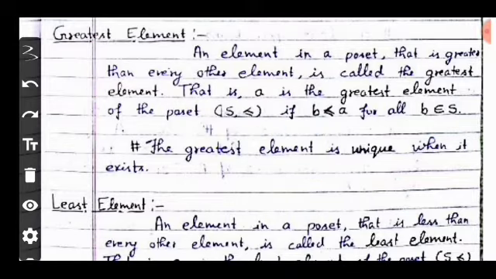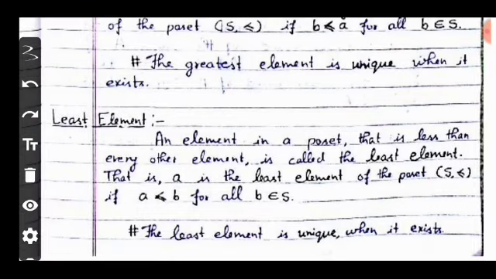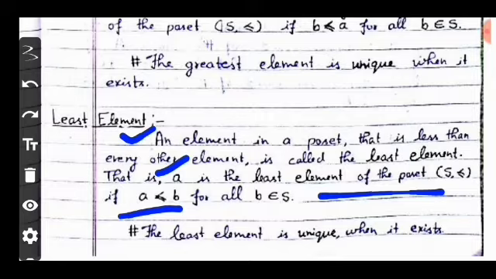Now move on, the next point is your least element. This element is also known as the first element. An element in a poset that is less than every other element is called the least element. That means A is the least element of a poset (S, ≤) if A is less than or equal to B for all B belonging to S. An important point is that the least element is unique when it exists.